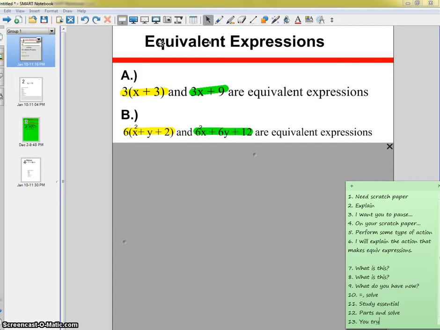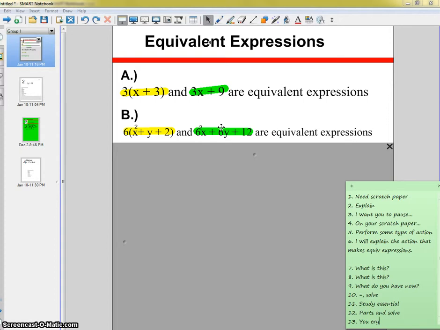I'll give you a signal. I'll say something like go, and that's going to be a signal for you to pause your video. What I'd like you to do on scratch paper is perform some type of action. You can copy these problems down, but I'd like you to perform an action that makes the yellow highlighted expression equal to the green highlighted expression. Again, on your scratch paper, perform some type of action that makes the yellow highlighted expression equal to the green highlighted expression.